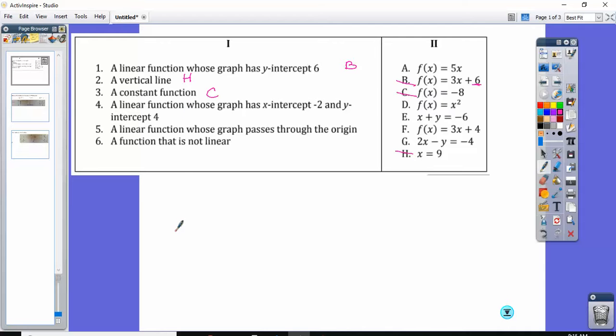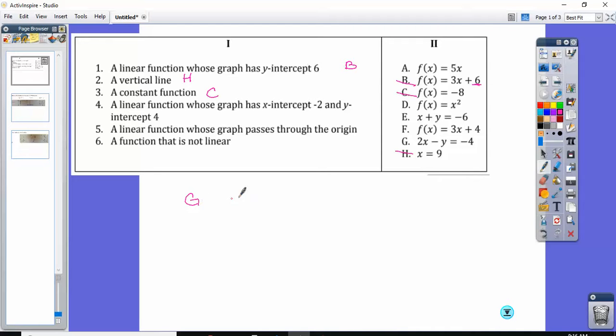Number four, a linear function whose graph has an x-intercept -2 and y-intercept 4. When you're finding intercepts, I know Mrs. Keller always talked about the cover-up method. You cover up the opposite variable. An x-intercept is when you make your y equal 0. So this is saying essentially if y equals 0, my x is -2. The y-intercept of 4 means when x is 0, your y value is 4. Which one works for that?